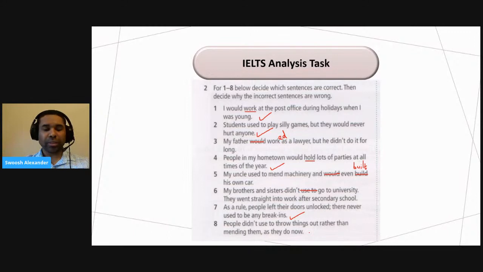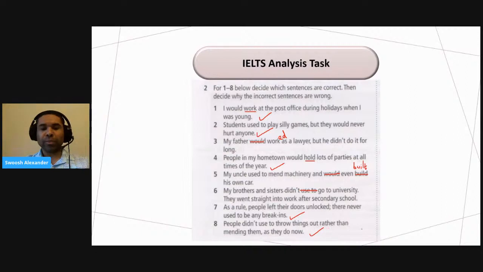What do we think? Is this correct? Okay, so Jesse and Jamie are saying this is correct. I agree. Yeah, this is absolutely fine. You're referring again to a habit in the past, something people didn't used to do. So that would be a correct sentence.